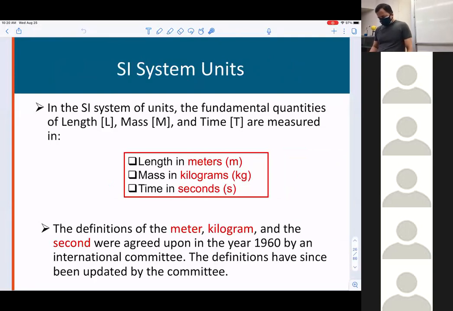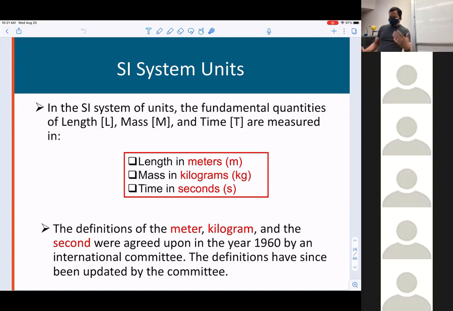Okay, so now when I say that in the SI system of units, length is measured in meters, mass is in kilograms, and time is in seconds. So in this situation, our next problem is how do we define each of these things? What do we mean by a meter? What do we mean by a kilogram? And what do we mean by a second?